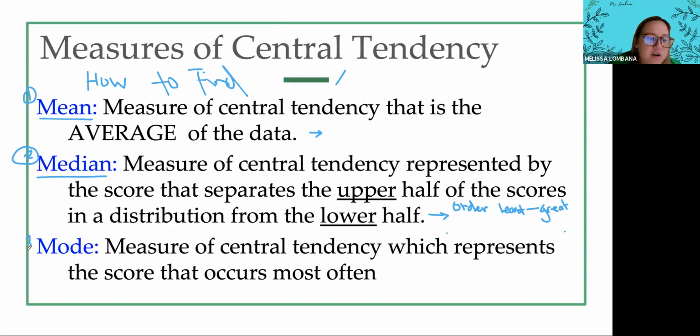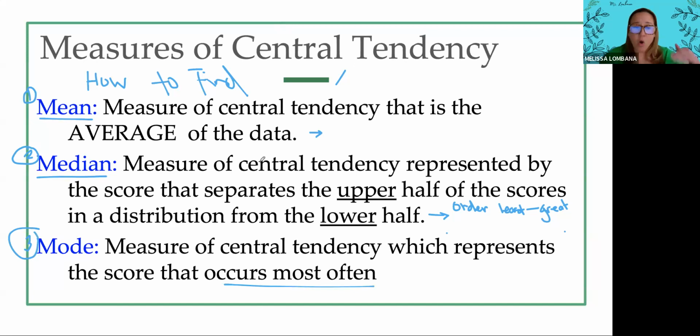And then the third one is going to be the mode. The mode is the score that happens the most in the data, the score that occurs most often in your data.